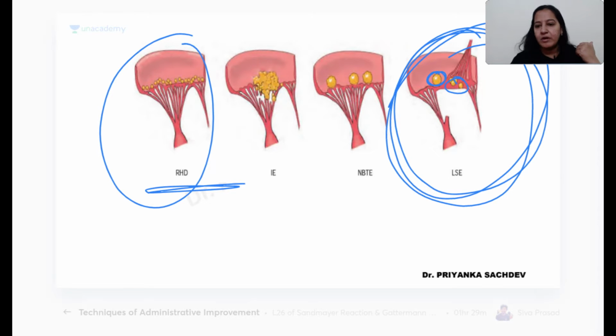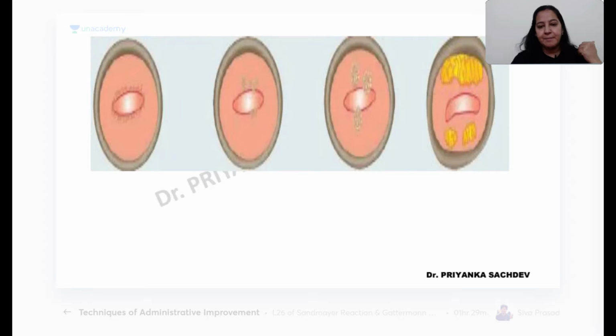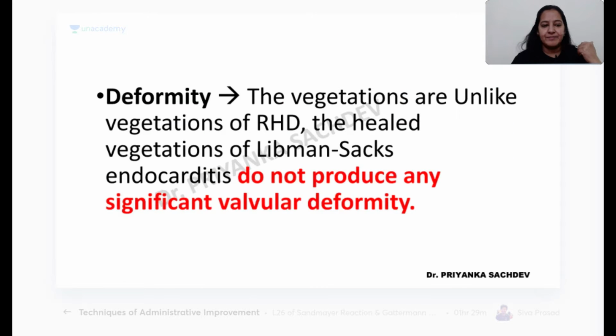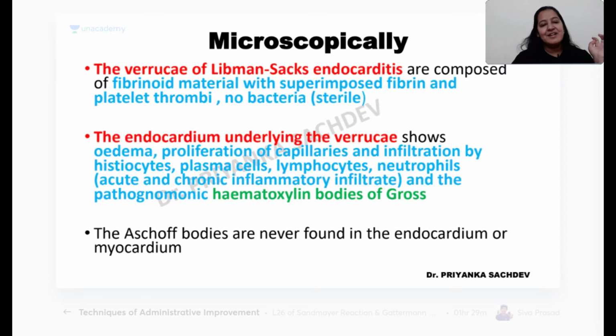So Sanjana is asking which valve is more involved. I have told you mitral and tricuspid are both equally involved here. Aortic and pulmonary are not involved. So that is the thing. What was the deformity there? Fish mouth or buttonhole. Here there is no deformity. No deformity here. We are done with it.